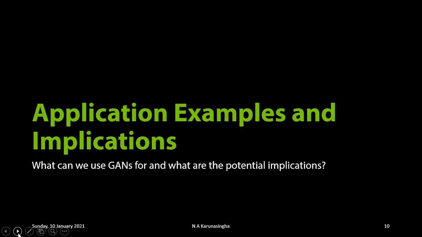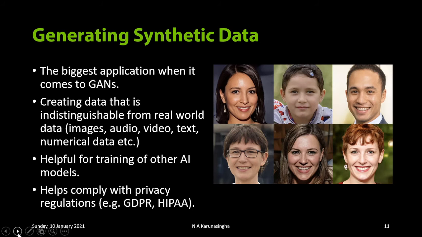So next we look at a few applications of GANs as well as potential implications of GANs existing in the world. The biggest application when it comes to GANs is the generation of synthetic data, the generation of fake data that is basically indistinguishable from real world data. This can be images, audio, video, text, or numerical data.